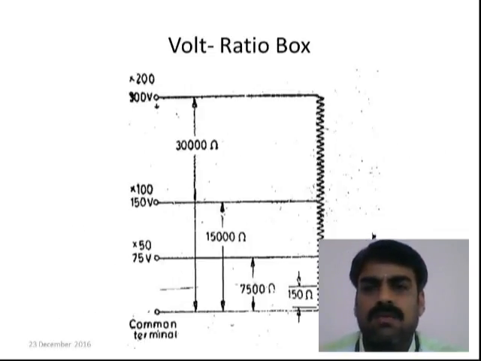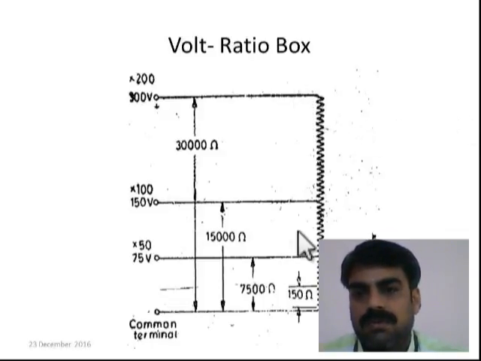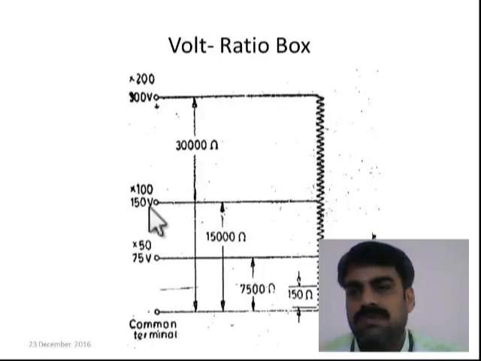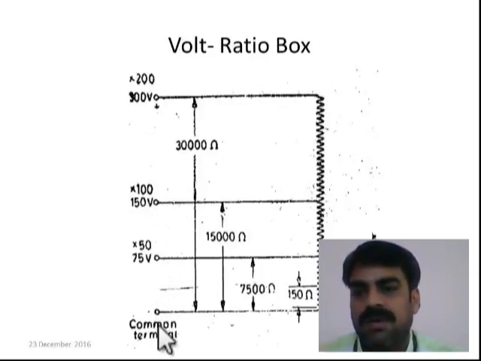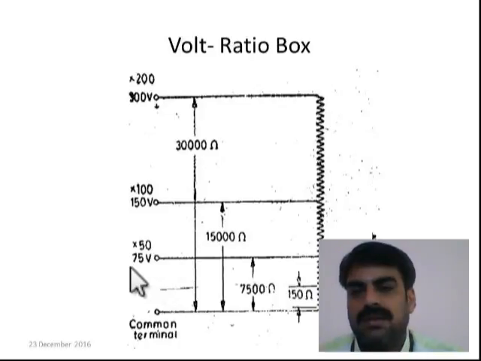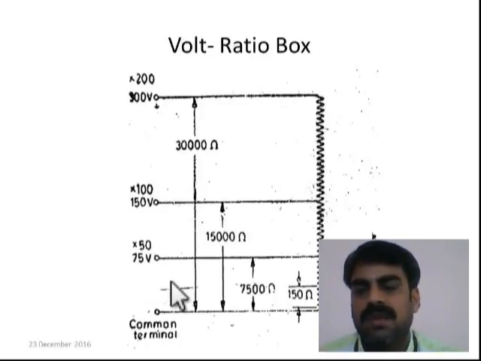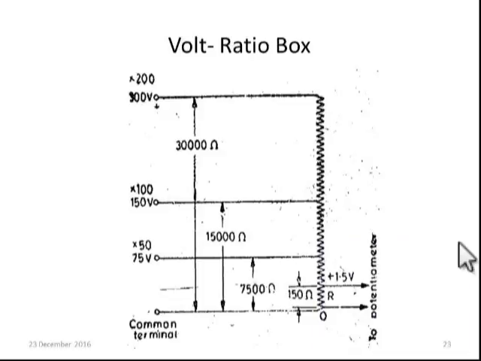As I mentioned earlier, the voltage ratio box is basically a potential divider. There is a total resistance of 30k. This is the 300 volt range, this is the 150 volt range, 75 volt, and there is a common terminal. When we connect the voltage to 75, it means we will be able to get a maximum of only 75 volt. And here at the right hand side, there is a resistor value of 750 ohm that is considered. The drop across that 150 ohm is given to the potentiometer for measurement purposes.